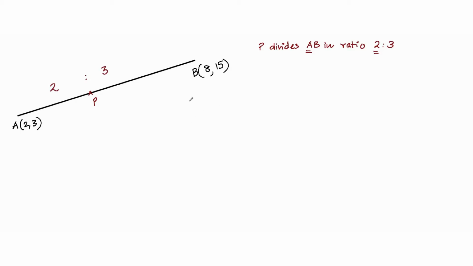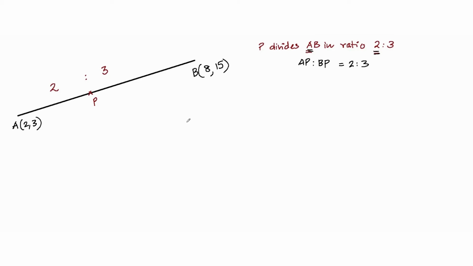This is the ratio. Now why didn't I write it as 3:2? What is wrong with writing it as 3:2? I cannot write it as 3:2 because A is the first point that is mentioned and the numerator of the ratio is 2. It means that the ratio of length AP to PB is going to be 2:3, and that is why AP is to PB is written as 2:3. That is why this is the right ratio that I have taken.